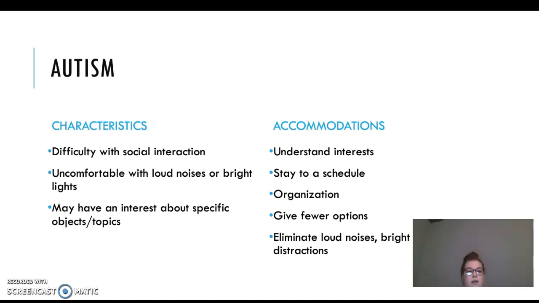Autism. Typical characteristics of a student with autism include having a difficult time socially interacting. They may have an interest about specific objects and or topics, and they're uncomfortable with loud noises or bright lights.